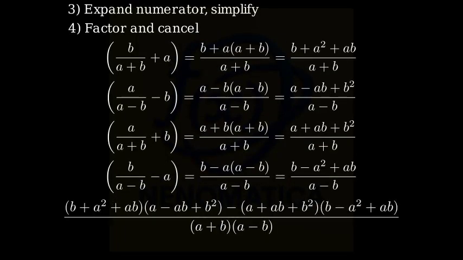Step 2. Multiply the simplified fractions and combine the two products over the same denominator. Both products share the denominator a plus b times a minus b, so we can write the whole expression as one fraction with that denominator, and the numerator is the first product numerator minus the second product numerator.